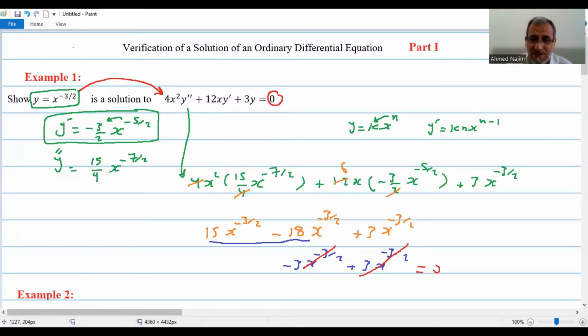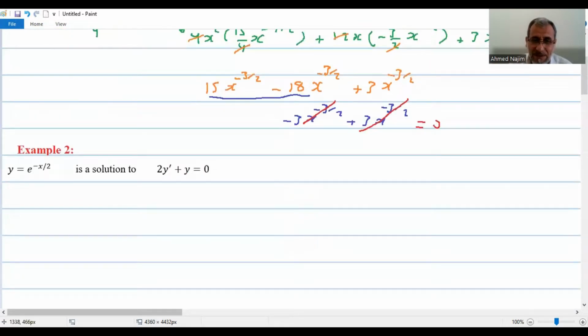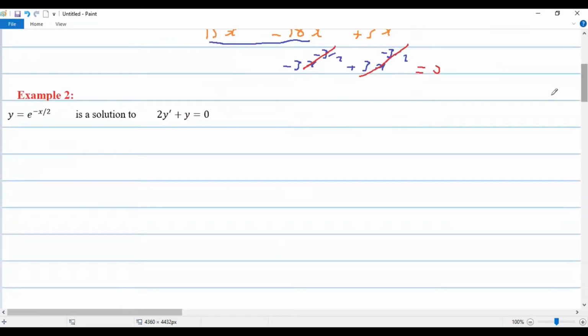So this is example number one. Now example number two. I have here y equals e to the power negative x over 2. To find the derivative, first, what is the derivative if I have e to the power u? The derivative of e to the power u is the same, multiplied by the derivative of the exponent.